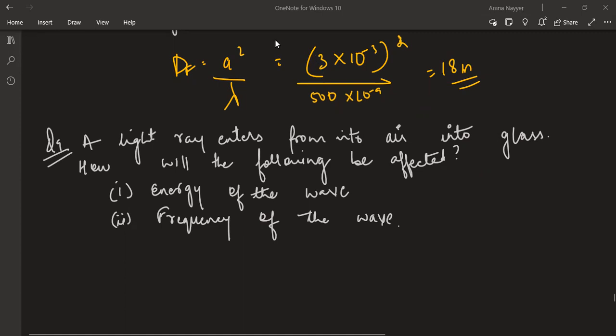Yes, answer for this. Atif, Khalid, Krishna, Memuna, Salman. According to you, what will happen to the energy? Yes, Krishna, the second part is correct. First part, Khalid is right. Khalid, any reason for this?